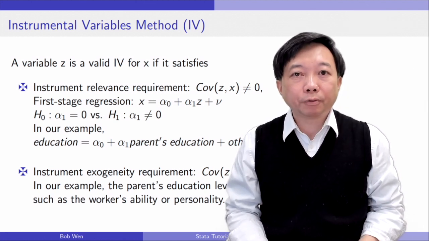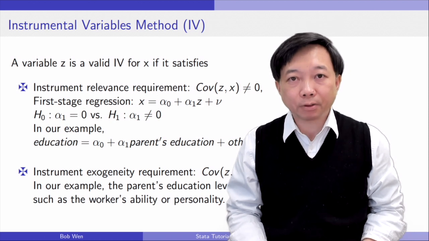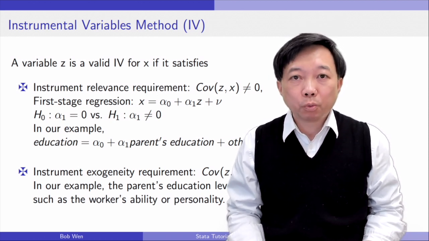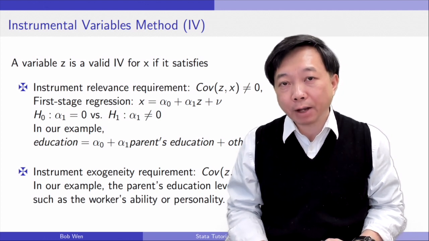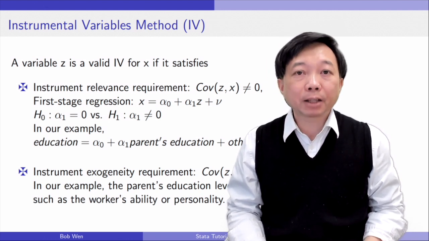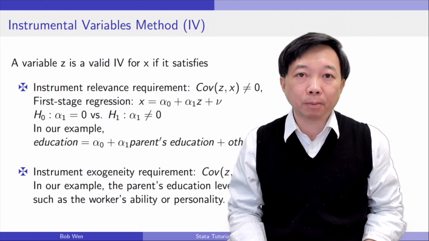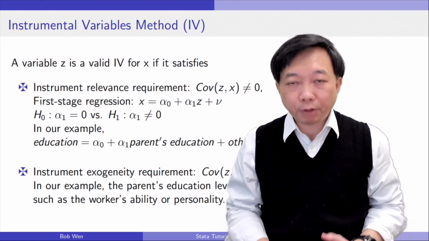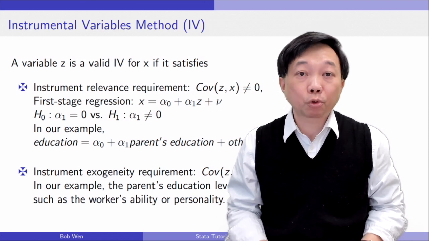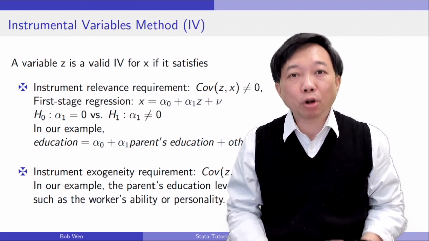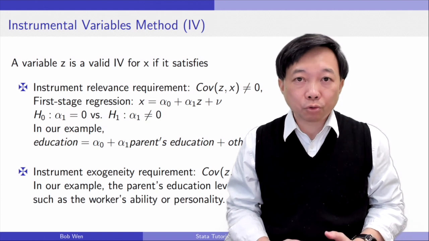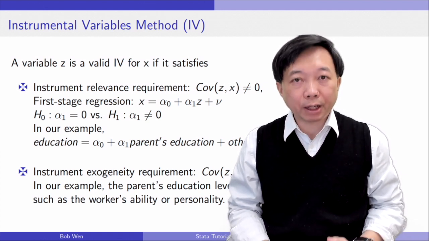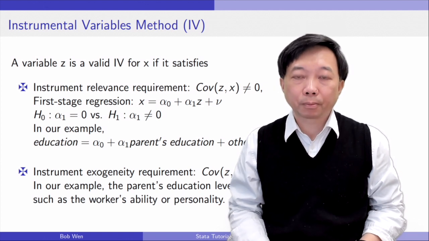The idea of the instrumental variables method is to replace the endogenous variable with the part of its variation that can be explained by the instrumental variable. That part of the variation is the fitted value from the regression of the endogenous variable on the instrumental variable. We call this process the two-stage least squares.